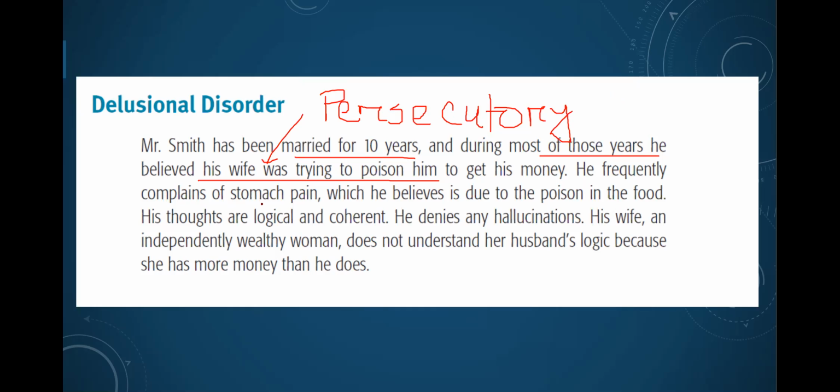He frequently complains of stomach pain, which he believes is due to the poison in the food. His thoughts are logical and coherent, so there is no thought disorder. He denies any hallucination. His wife, an independently wealthy woman, doesn't understand her husband's logic because she has more money than he does. Okay, so delusional disorder should be kind of like this. This patient has only one particular abnormal belief, doesn't have any abnormal thoughts, his thoughts are logical, everything is good.